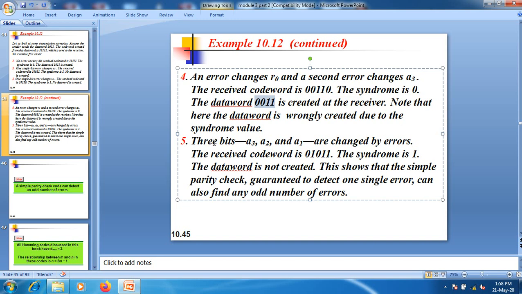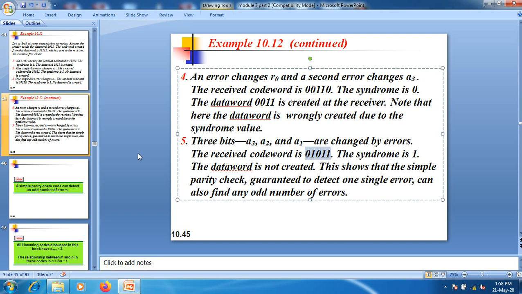The fifth case is where 3 bits, that is the A3 bit, A2 bit and A1 bit, are affected. Because of that, what we are receiving here is 01011. If I add all these bits here, we will get a syndrome of 1. The data word is not created here. Because the syndrome value is 1, the decision logic simply discards the content here.